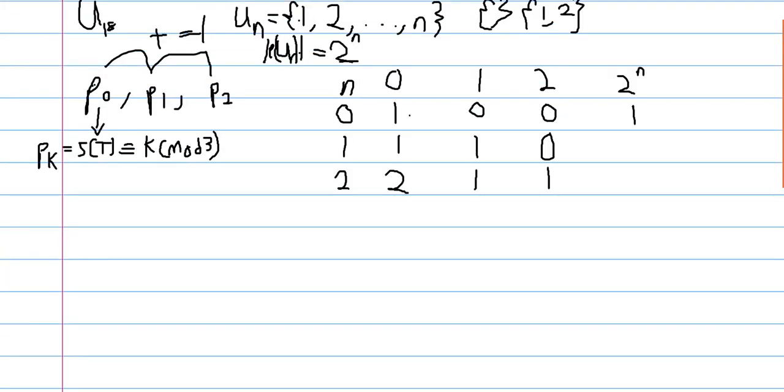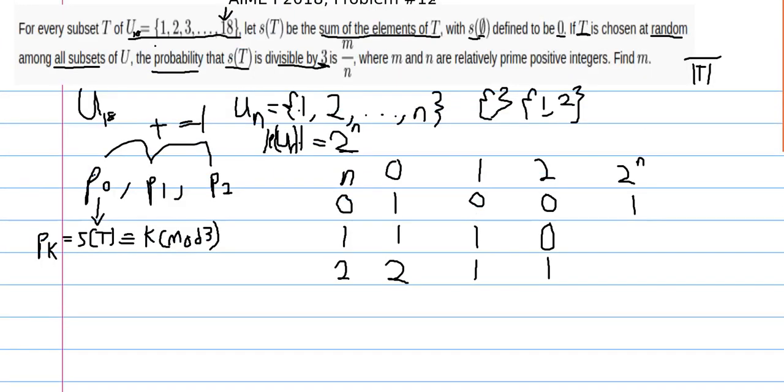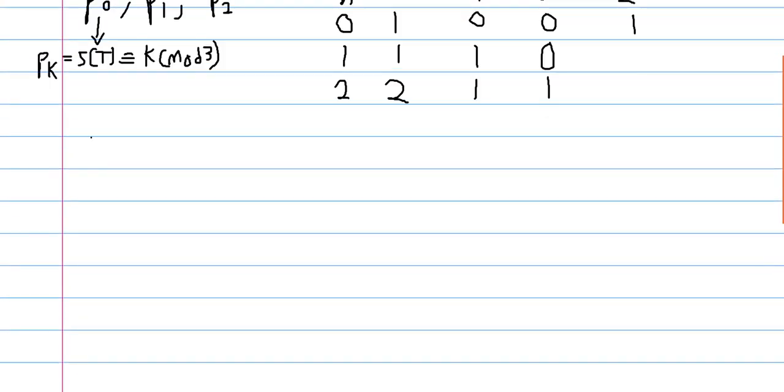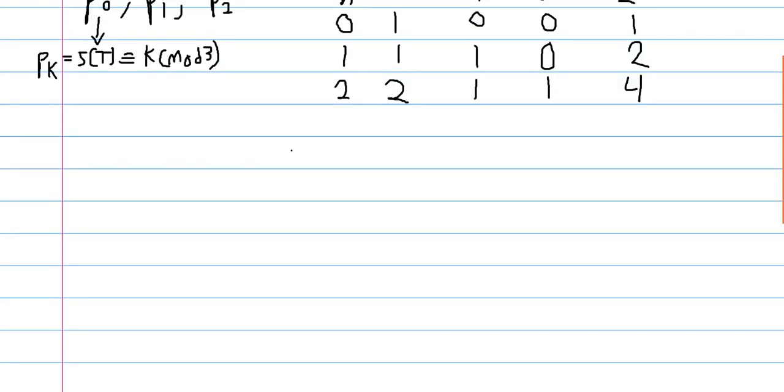Okay, not much of a pattern, but let's think about it. Notice the recursion in the sample space. Each time the sample space is doubling, and that's obvious because our sample space is just 2 to the n. But on a broader scope, we're taking all the subsets of u sub n minus 1, and we say we either put n into the subset or we don't put n.